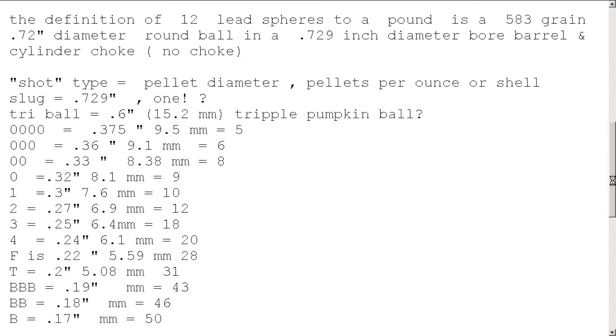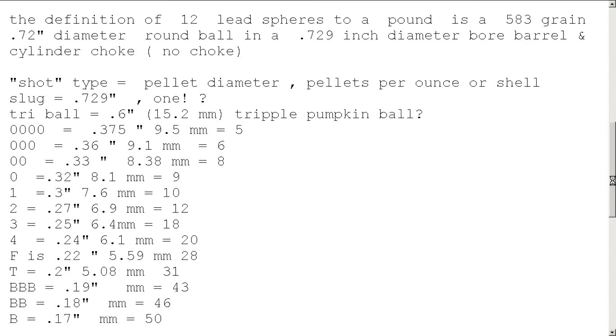So the infamous ones I'm going to be emphasizing here, but let's just talk about pellet diameter, pellets per ounce, or shell. So solid slug, 72.9 or 73 caliber. That's one pellet. I didn't even put in the weight because they're various weights. Tri-ball, I never heard of that, but the tri-ball, triple pumpkin ball, it's 3 of them in a shell and it's a 60 caliber round balls shooting out of a shotgun.